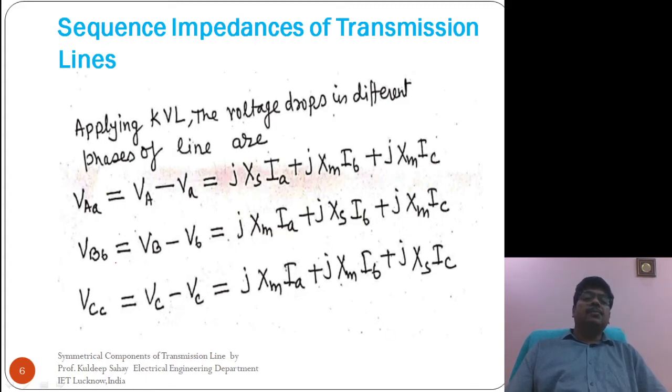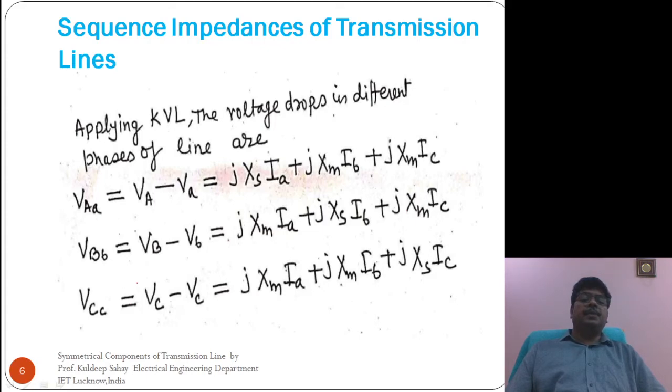Similarly, for phase B, due to the current IA, there will be mutual inductance XM, so there will be a voltage drop jXm into IA. While the current IB is flowing in line B, there will be self reactance XS, so the voltage drop will be jXs into IB, plus due to the current IC, there will be mutual inductance XM, so that voltage drop will be jXm IC. So the voltage drop in line B will be jXm IA plus jXs IB plus jXm IC.